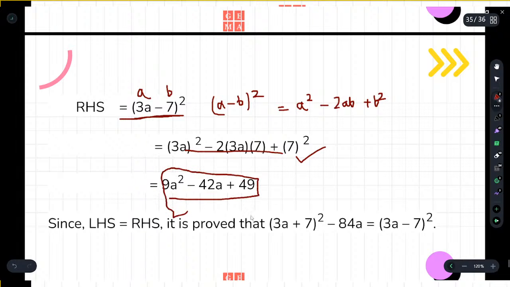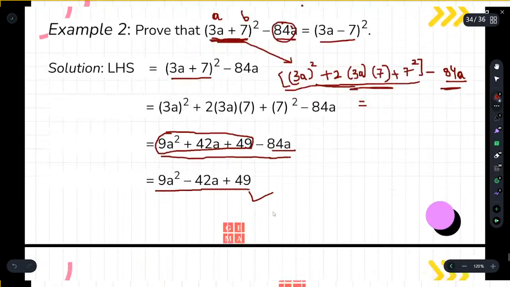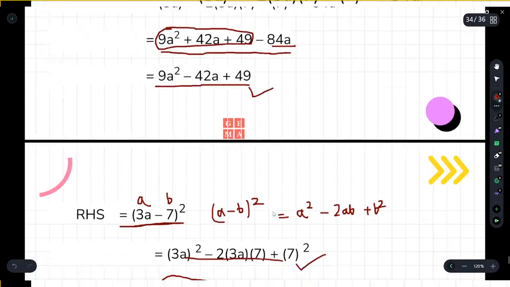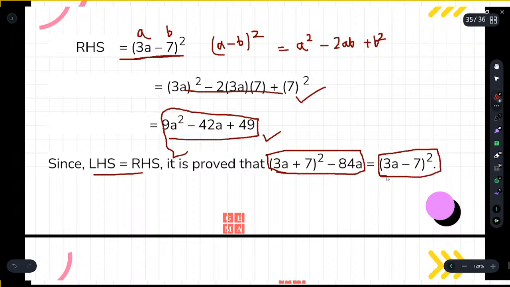And as you can see, this is equal to our LHS. Both of these are equal. LHS is equal to RHS. That's why it is proved that this side of the equation is equal to this side of the equation.